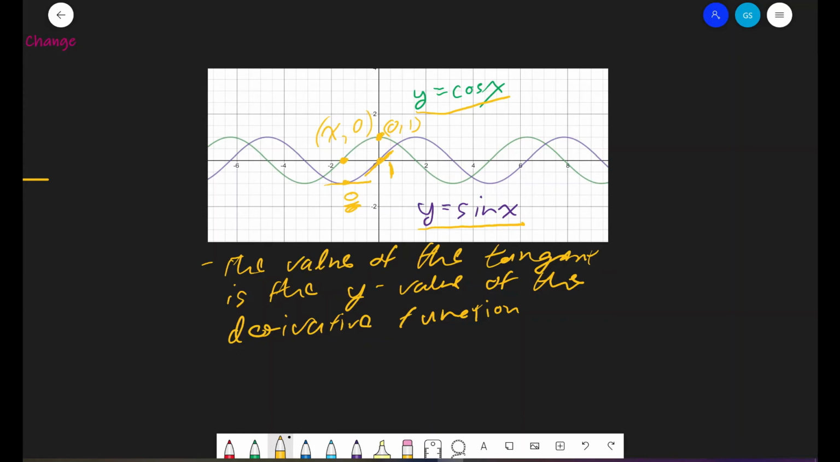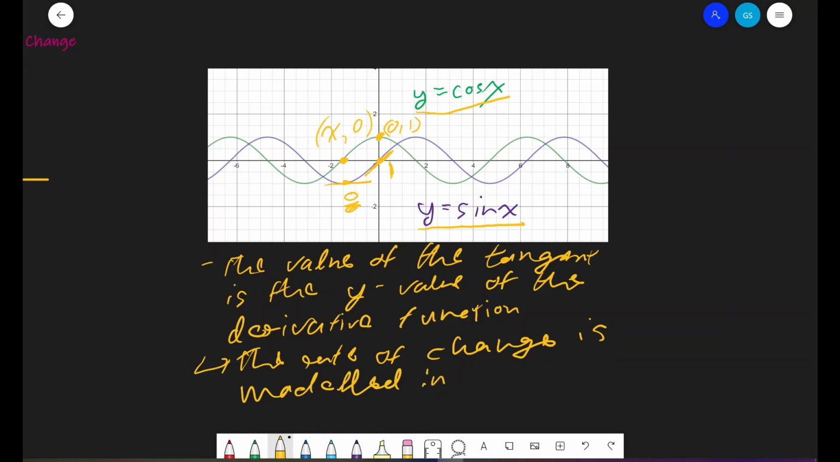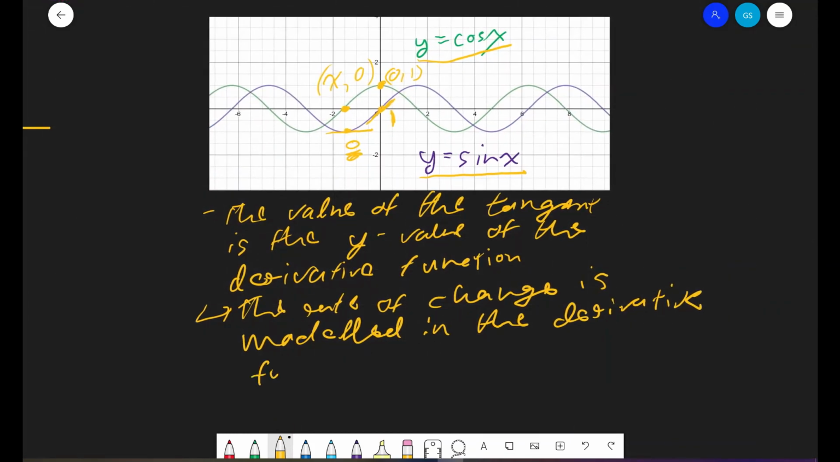So the rate of change, in other words, the rate of change is modeled in the derivative function.